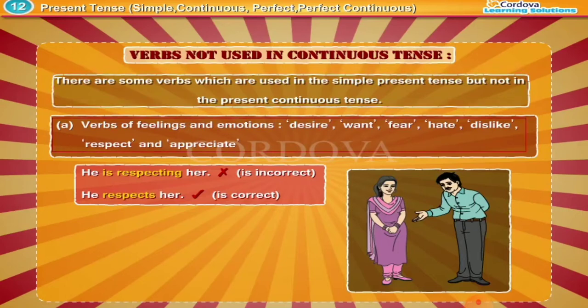Verbs of feelings and emotions: desire, want, fear, hate, dislike, respect, and appreciate. He is respecting her is incorrect. He respects her is correct.